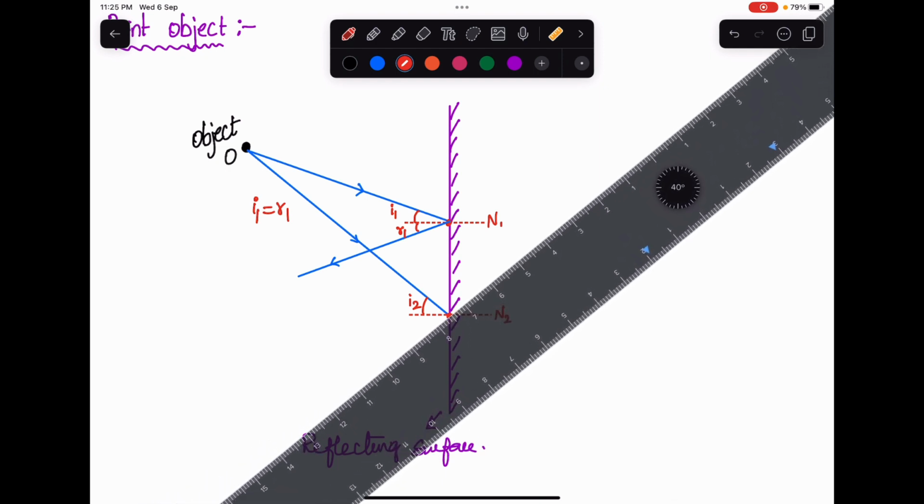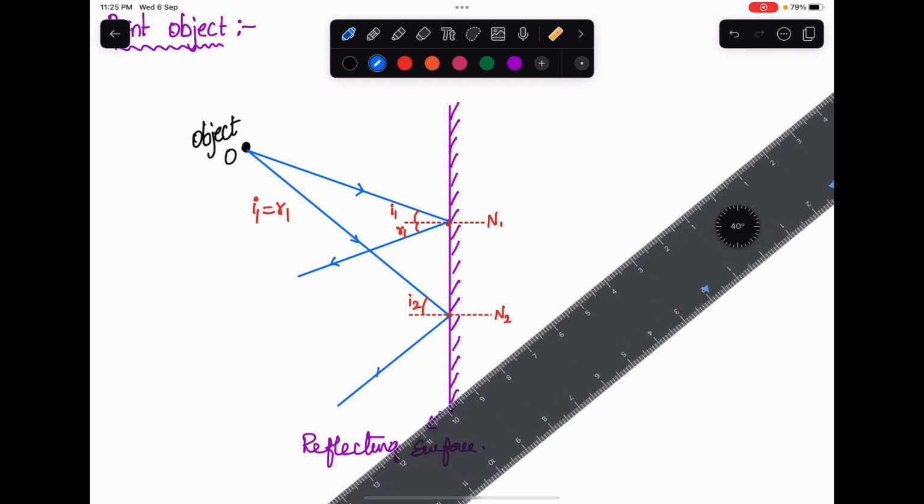And similarly here, previously we had taken 140, that is nothing but 40 degrees with this. So I have taken a reflected ray in this kind, and say this is your R2. From the law of reflection, I2 is equal to R2.